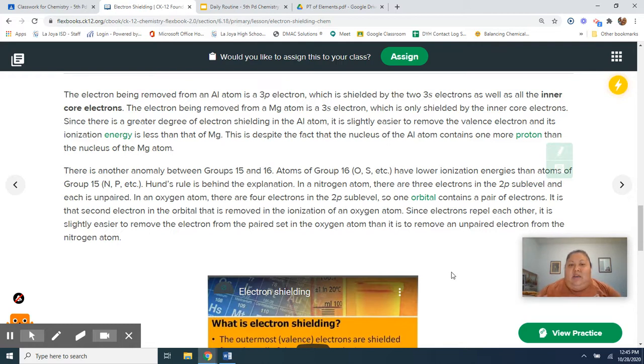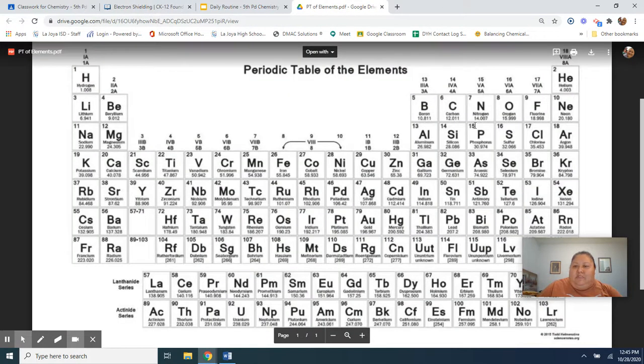Now, there's another exception: group 15 and group 16. So now we're talking about group 15, nitrogen and phosphorus, versus group 16, oxygen and sulfur. Now we know, supposedly, according to the trend, group 16 should have higher ionization energy than group 15. But that's not true. Group 16 has lower ionization energy, and we're going to talk about why. But I need to do some erasing.